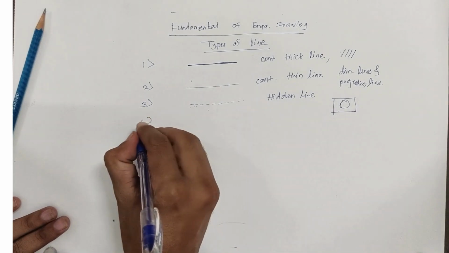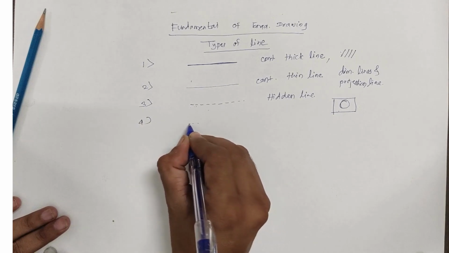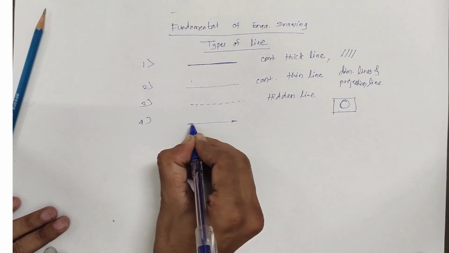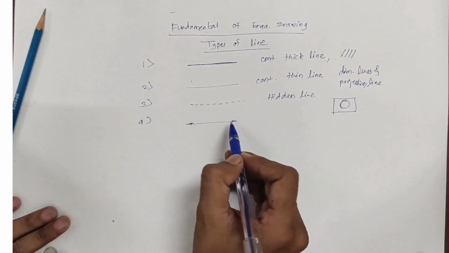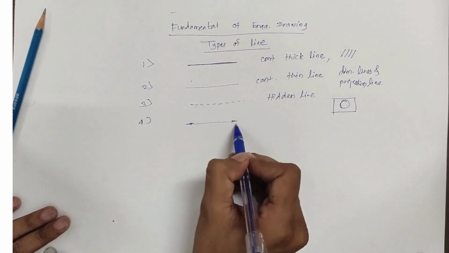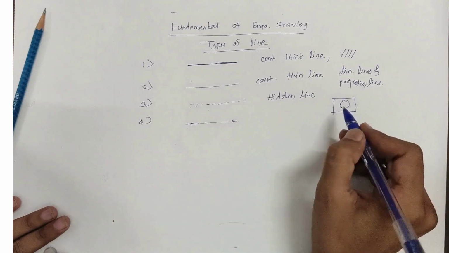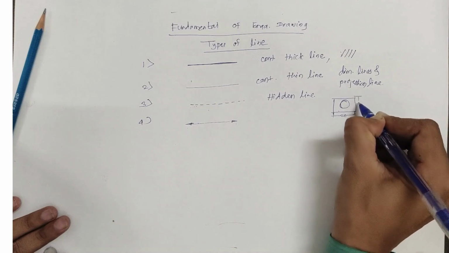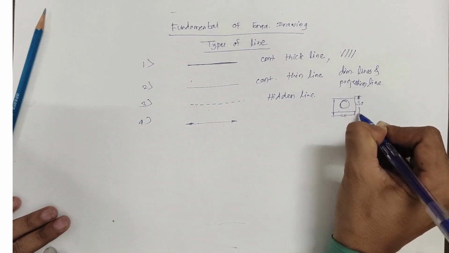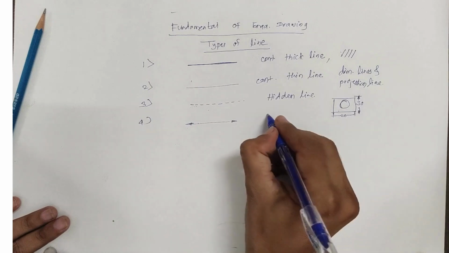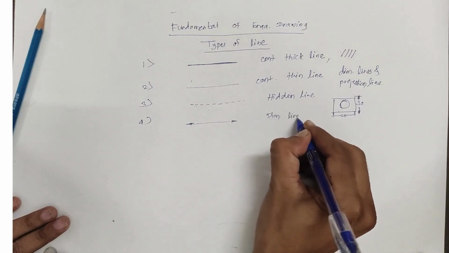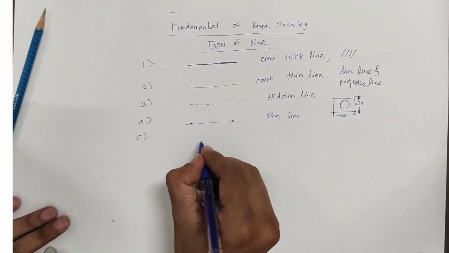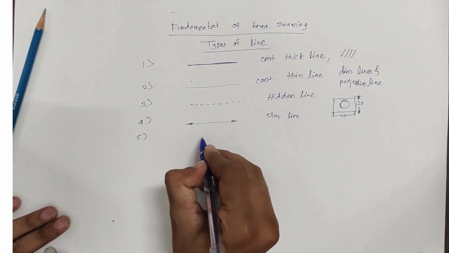Another is the dimension line. The dimension line is also a continuous thin line, but you should give arrows on both sides like this to give the dimension to any object. Suppose 20, then 30, likewise we have to use the dimension line.